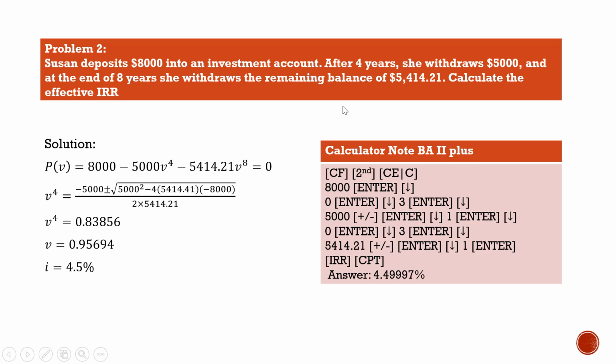Then the last one is 5,414.21 liability. So we have 5,414.21 plus or minus, hit enter, scroll down, 1 for frequency, and then hit enter. And here, do not hit NPV because NPV is to compute the net present value. But this problem asks for IRR, so we hit IRR and then hit compute. And the answer is 4.499997%, which is 4.5%.